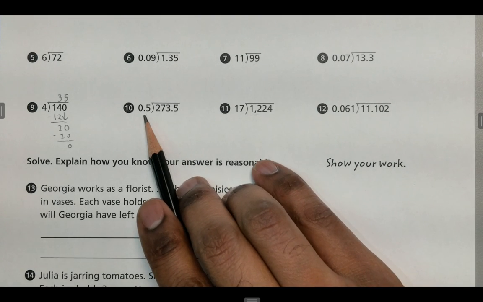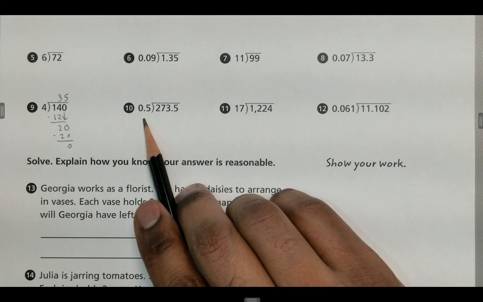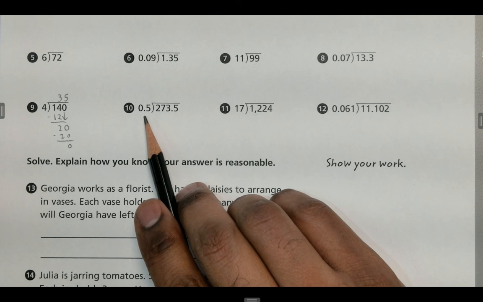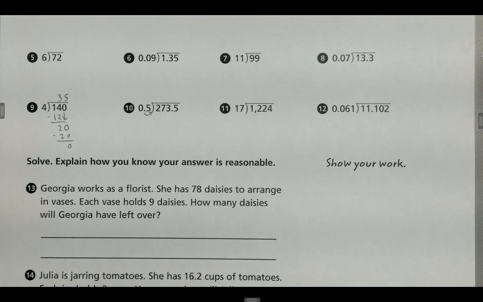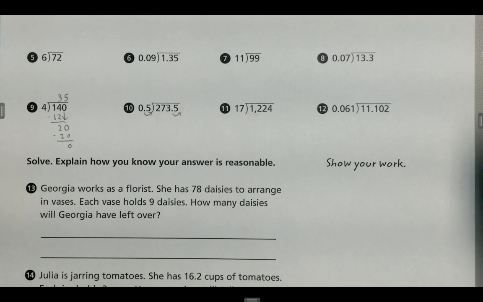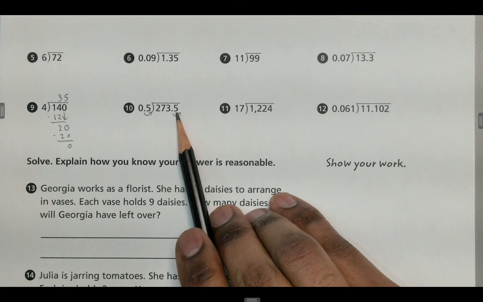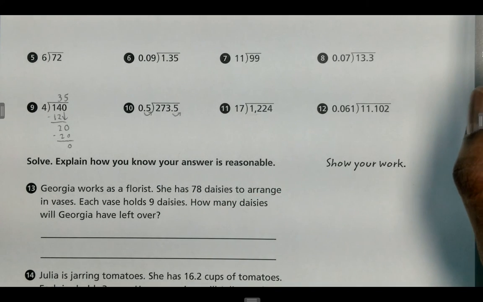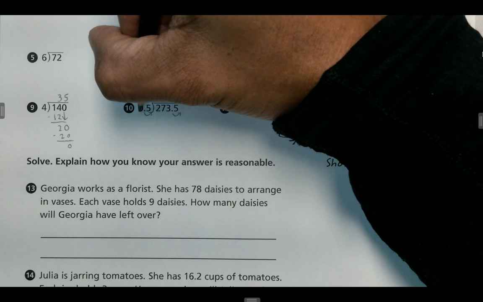Number 10, 273 and 5/10 divided by 5/10. Notice that the divisor has a decimal. So our first step is to clear it out. How many pushes are needed? One push. What we do to this side, we must do to the other. Now we can rethink about this problem as 2,735 divided by 5. And if it helps you to rewrite it that way underneath, I know there's not a ton of space, you can. Or you can just kind of do one of these, right?